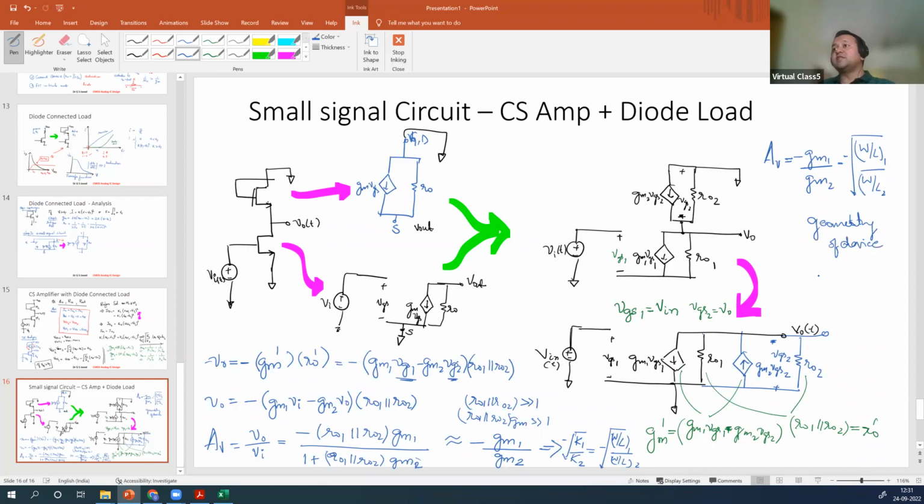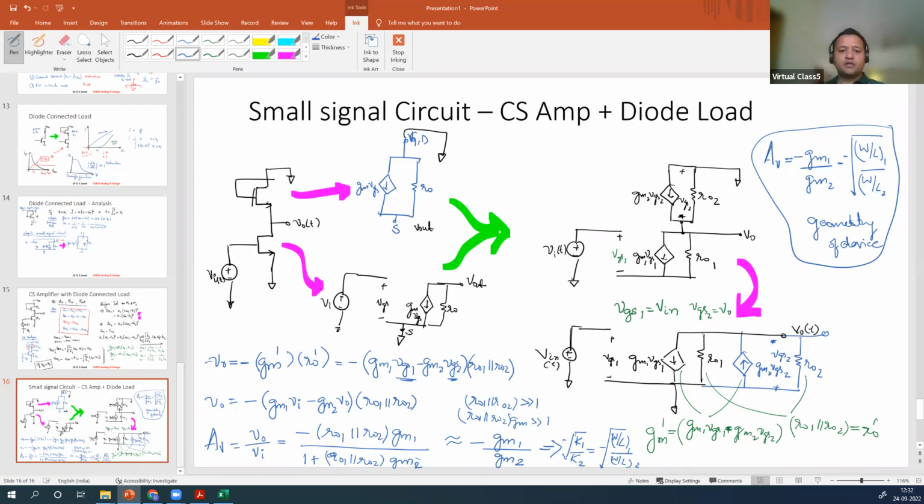You are not process dependent now. The dependence of the process has been taken away for the gain factor. So that is an interesting piece of information that you will use in your circuit design knowledge. So whenever you have a common source amplifier with a diode connected load, your gain is not dependent on the process parameter. It is dependent only on the ratio of the GM, or the ratio of the geometry of each of these devices.